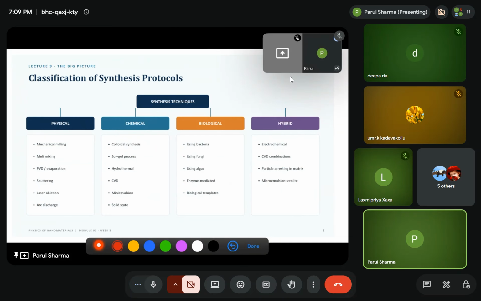Now, as we saw, there are various approaches like physical approach, chemical approach, biological approach, and hybrid. In case of the physical approach to the synthesis of nanomaterials, there are various techniques. Among them, one is mechanical milling. Mechanical milling is also known as ball milling.